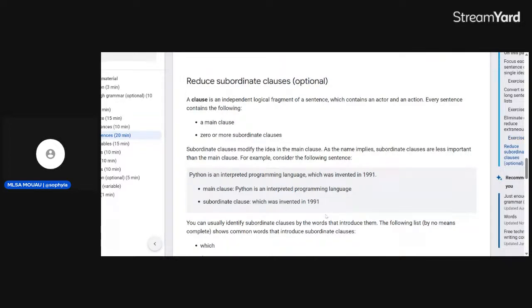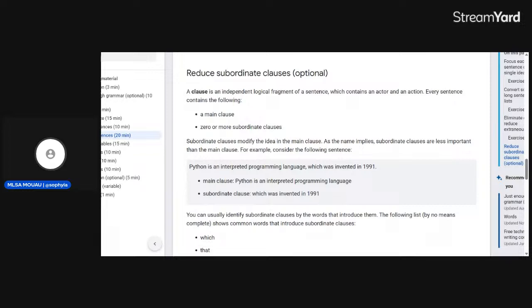Then a subordinate clause here might be, which was invented in 1999. So in some cases, adding this extra piece of information might not be that useful because it will just make your sentences not clear.